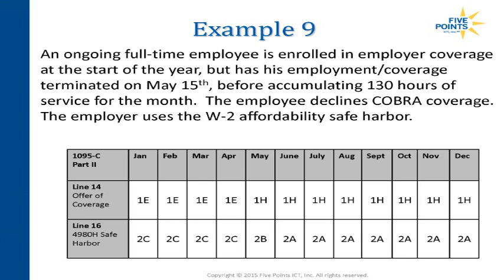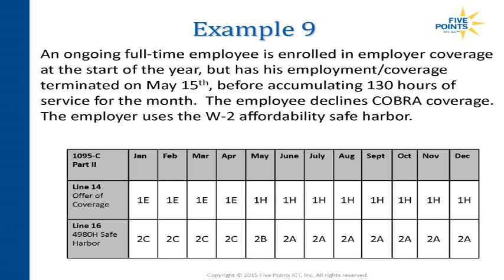So what you're going to see, same thing. I offered coverage through April. Why did I use 1A or 1E for May? Because they didn't work the entire month. They didn't have coverage the entire month. If they don't have coverage for one day of the month, I cannot use that 1A or 1E. I have to use 1H. Coverage not offered for the month because they weren't there the entire month. So I'll use that for the rest of those months.